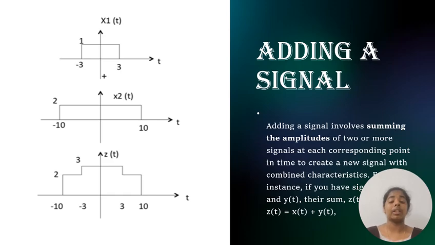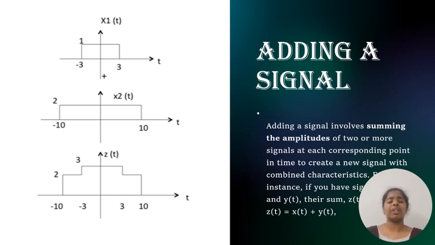Now let's discuss another property, adding signals. What do you mean by adding two numbers or two digits? Now we'll add signals. Adding signals involves summing the amplitudes of two or more signals at each corresponding point in time to create a new signal with combined characteristics. Consider x of t as one signal and y of t as another signal.